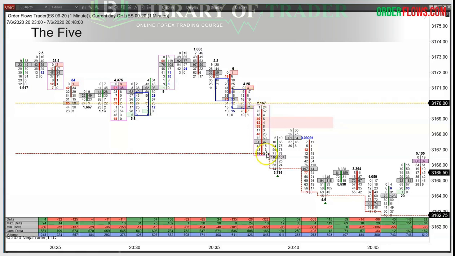The next bar has none. All right. The rest of these bars have none. So you're going to be looking for this. And when you see it, you got to trade it.